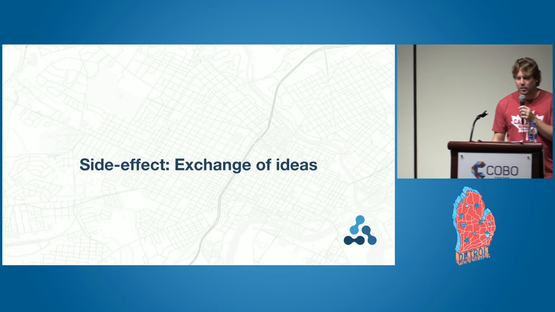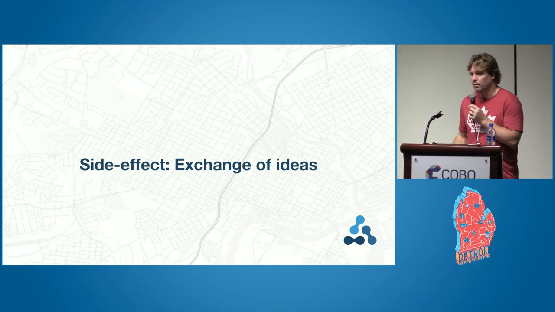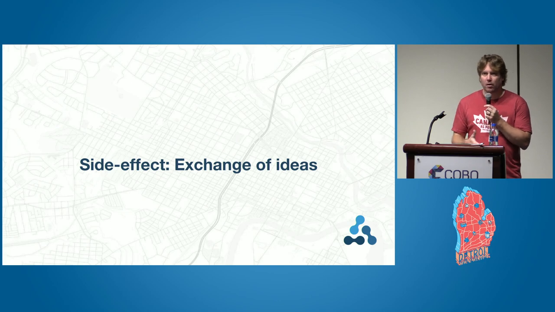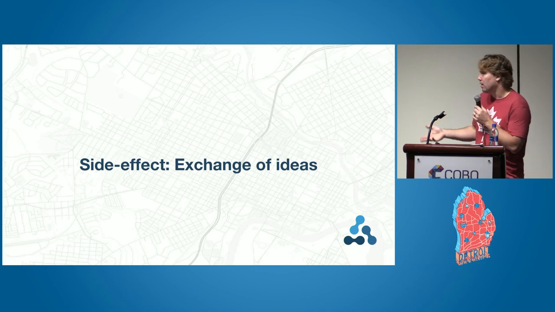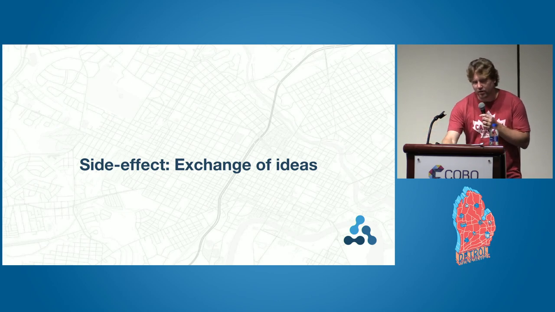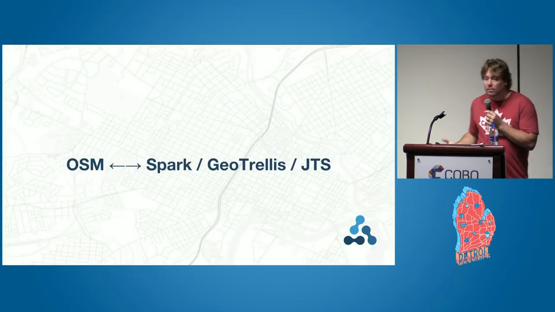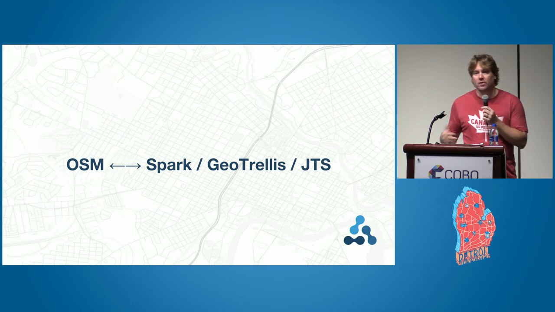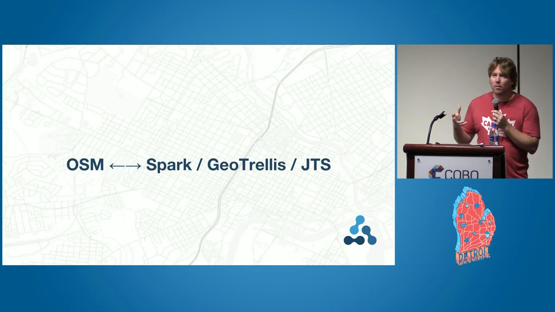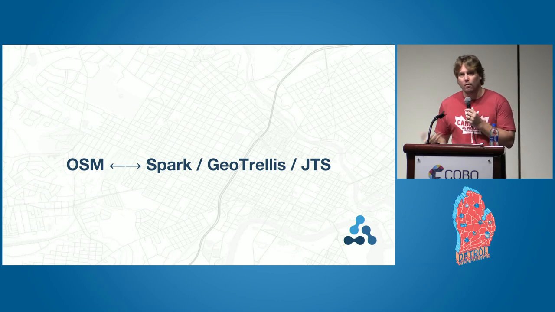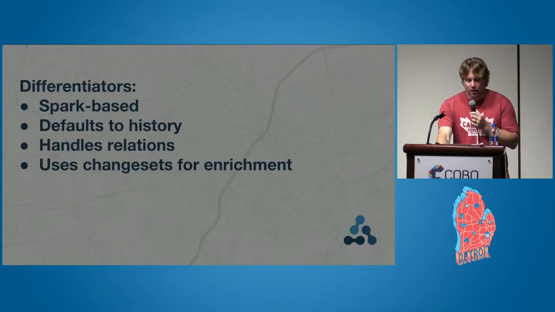A neat side effect of this has been an exchange of ideas. Me being new to the Scala and Spark ecosystem and learning GeoTrellis, but being familiar with how OSM works, and Rob being really familiar with GeoTrellis and Spark and Scala, and also extending that to working with the JTS developers and figuring out what we can take from the OSM data model for geometries and feed back into JTS for more efficient storage of geometries, for better support for topology and stuff like that. So that's been really fun.